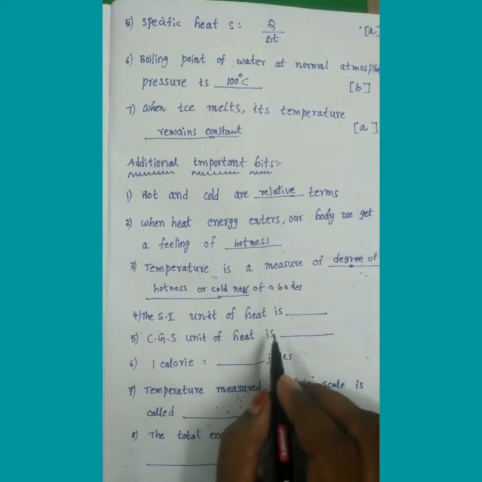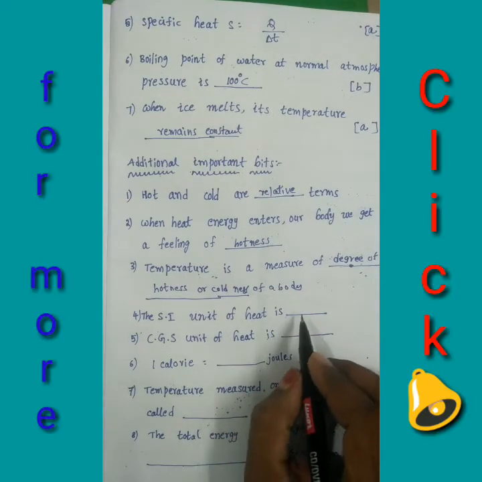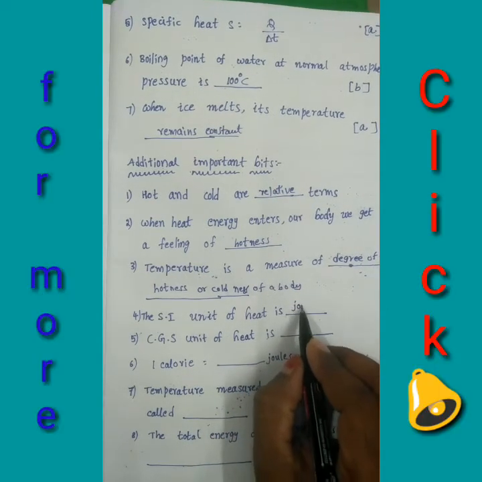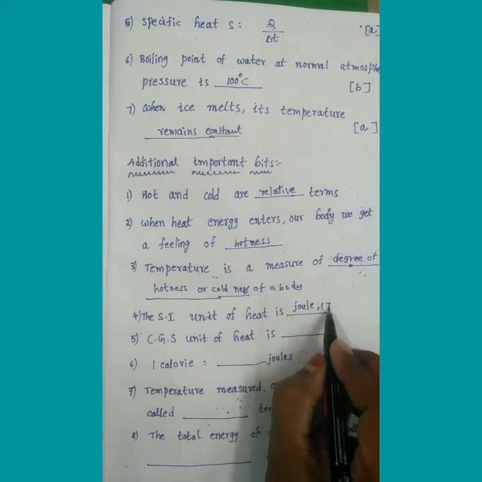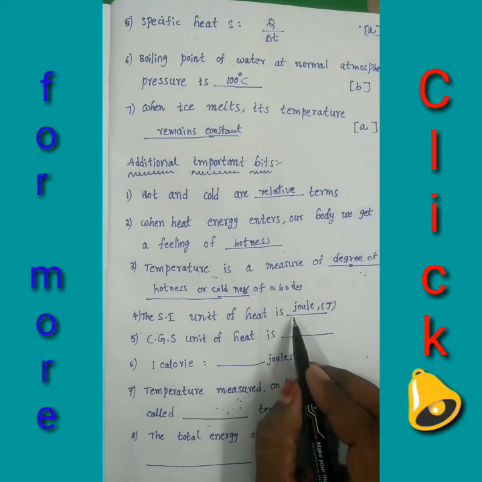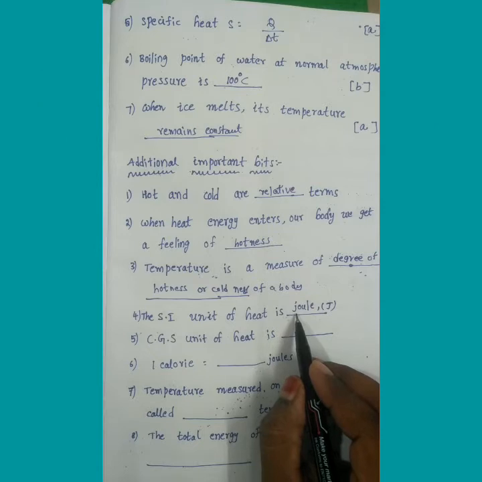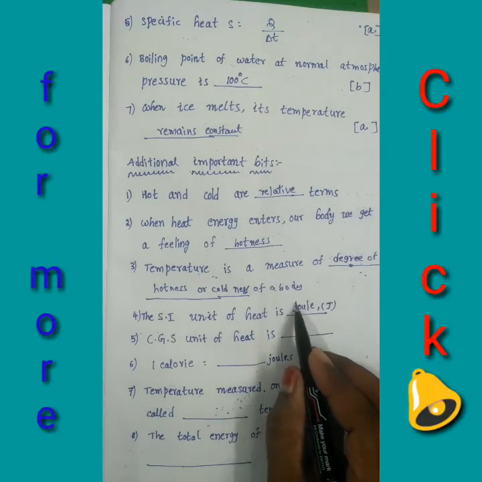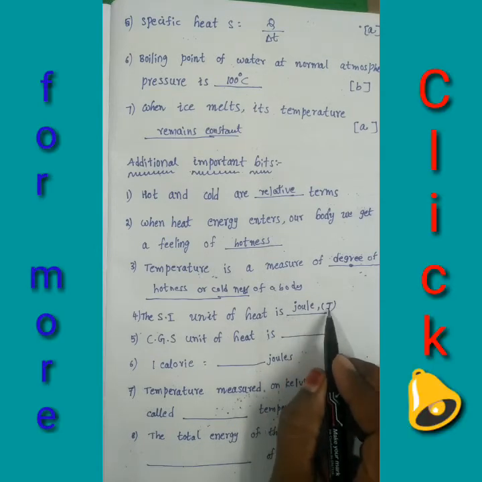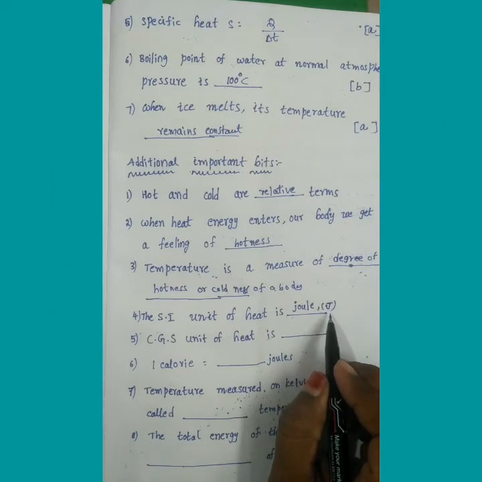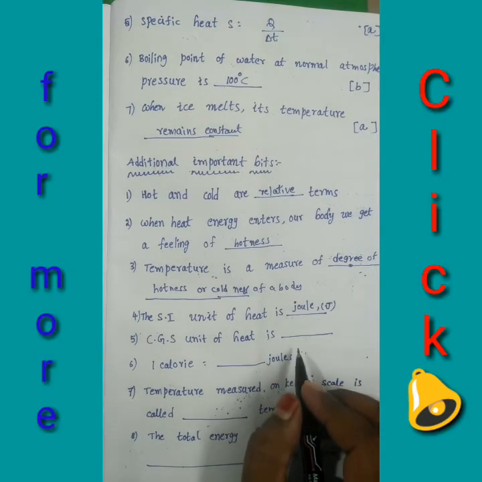The SI unit of heat is joule. Actually, joule is a scientist's name. When we write a scientist's name as a unit in full, we should use a small first letter. As a symbol, we should write it as a capital letter.